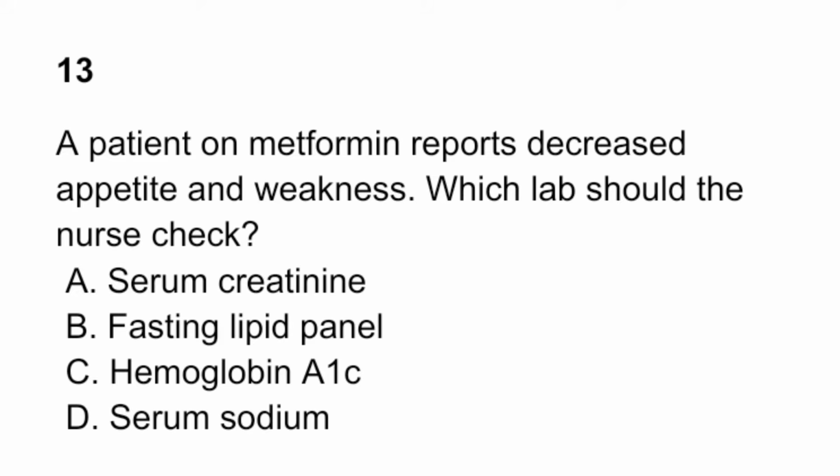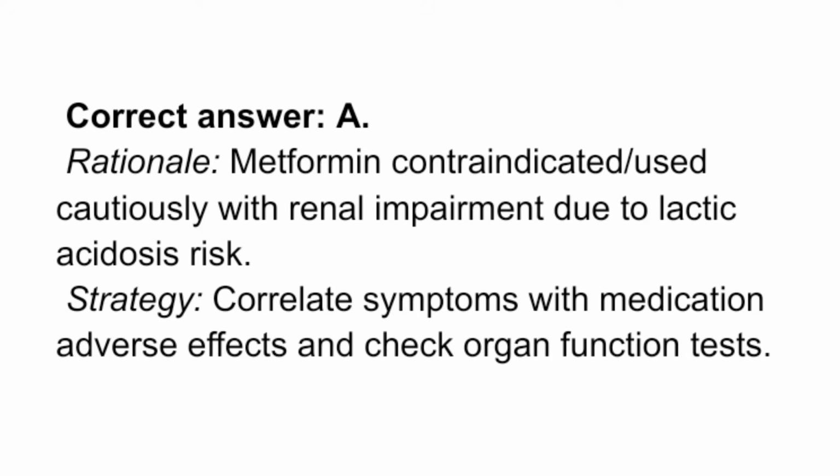13. A patient on metformin reports decreased appetite and weakness. Which lab should the nurse check? A. Serum creatinine. B. Fasting lipid panel. C. Hemoglobin A1c. D. Serum sodium. Correct answer, A. Rationale: metformin is contraindicated or used cautiously with renal impairment due to lactic acidosis risk. Strategy: correlate symptoms with medication adverse effects and check organ function tests.